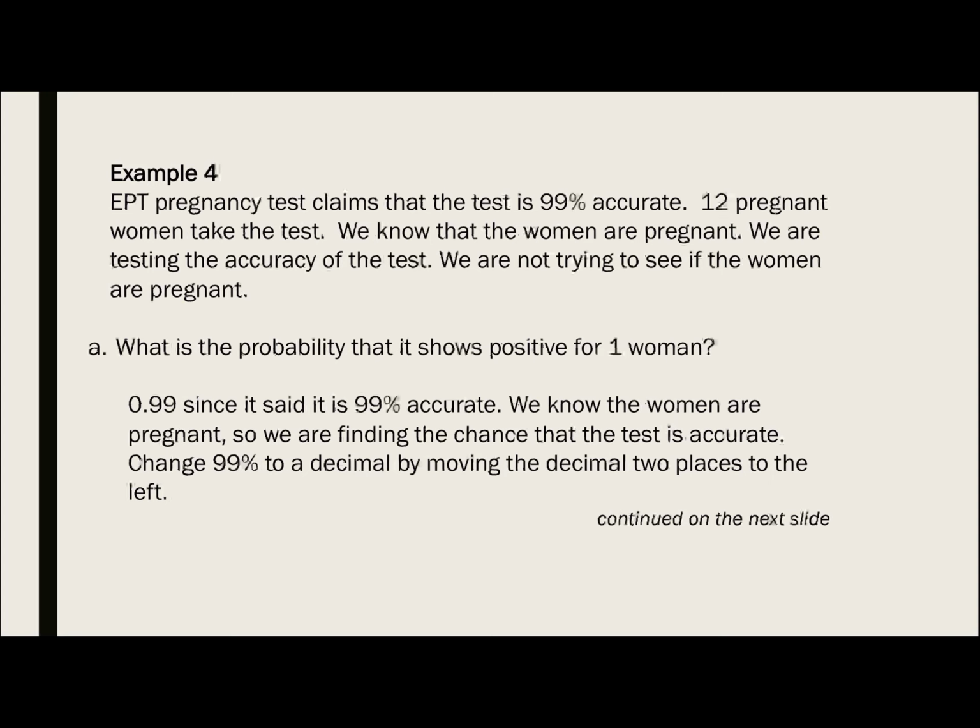What is the probability that it shows positive for one woman? The answer is 0.99 since it said it was 99% accurate. 99% accurate means if a woman is pregnant, it will show it is pregnant 99% of the time. Change 99% to a decimal by moving it 2 places to the left.